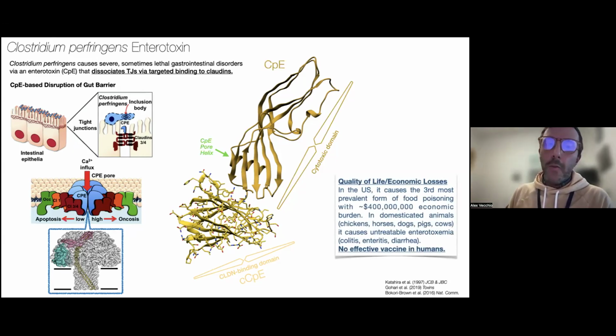And just when we think about therapeutics or biology or trying to get funding for these projects, we always considered that this toxin didn't have a vaccine against it, and it's like the third most prevalent form of food poisoning in the US. So claudin structural biology and understanding how this toxin works were kind of always coupled in our mind.